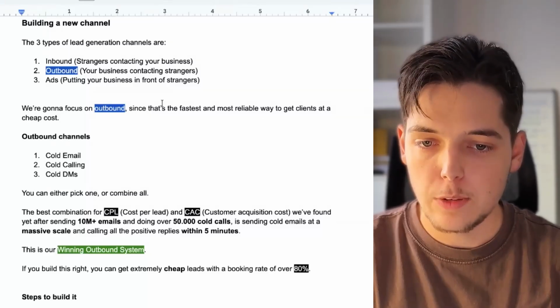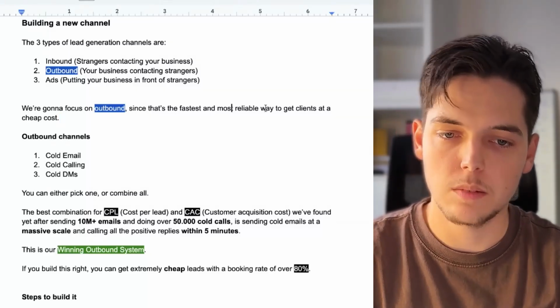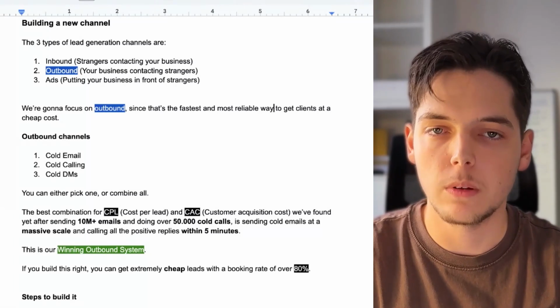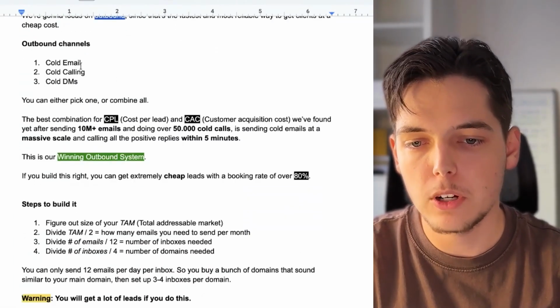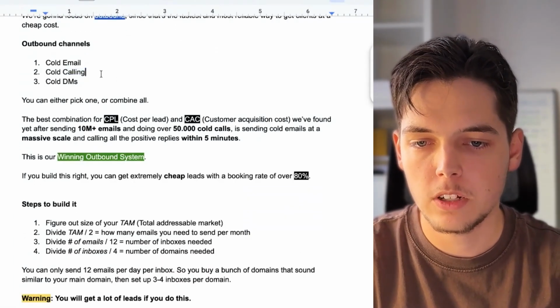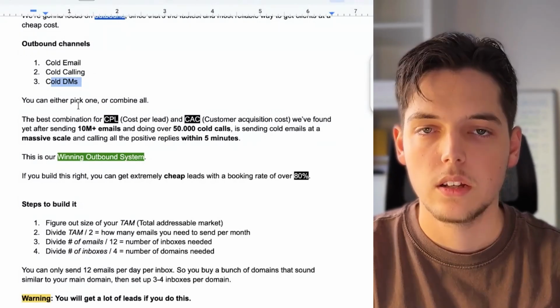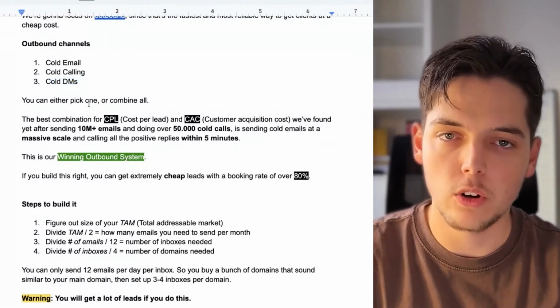I'm going to focus on outbound because that's the fastest and most reliable way to get clients at a cheaper cost. Okay. And so for outbound channels, you have three. You have cold email, cold calling, and cold DMs. You can either just pick one or combine all, doesn't matter.